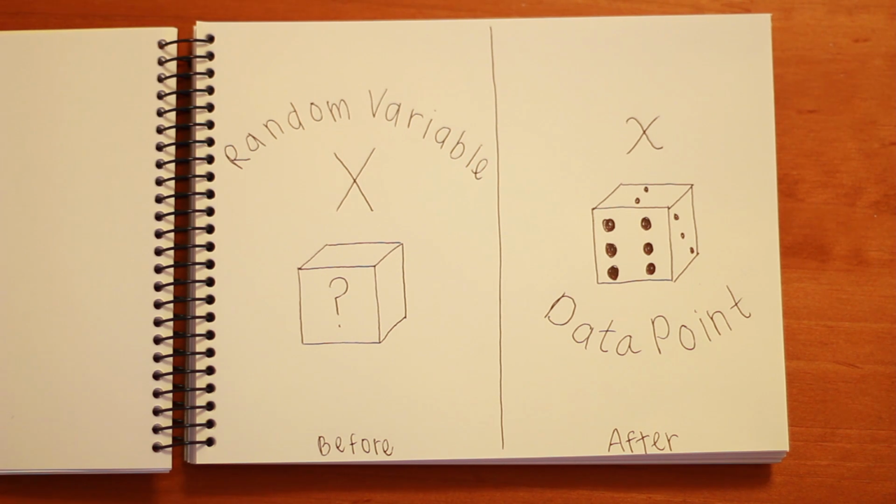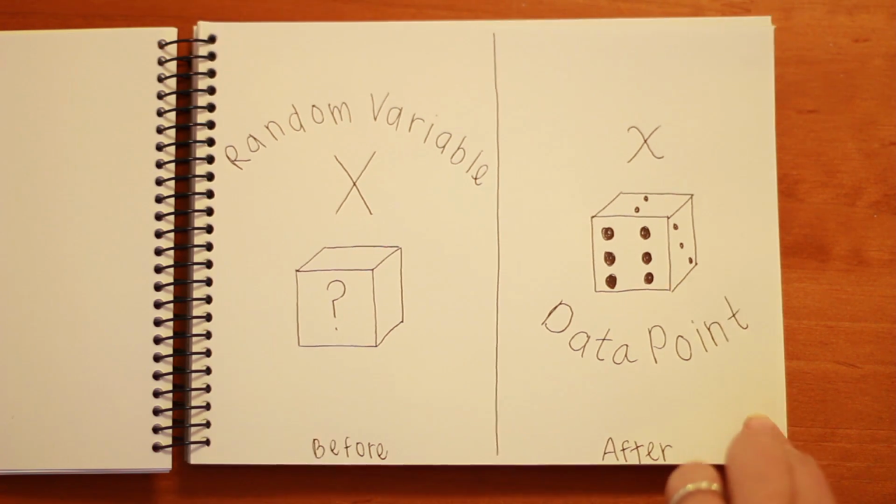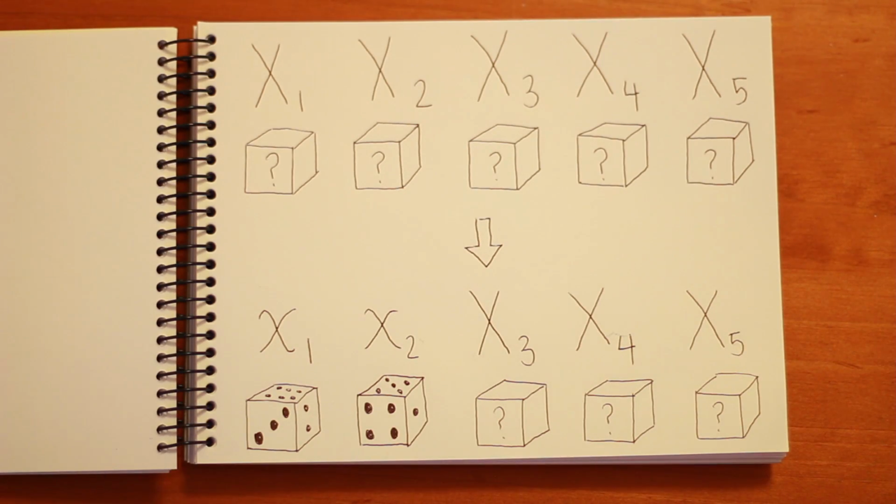Capital letters often denote random variables, and lowercase letters denote data points. Going back to our die tossing experiment, let the random variables X1, X2, X3, X4, and X5 denote the numbers rolled on the next 5 tosses of the die. After the first 2 tosses, a 3 and a 4 are rolled. x1 and x2 are now data, and X3, X4, and X5 are still random variables.